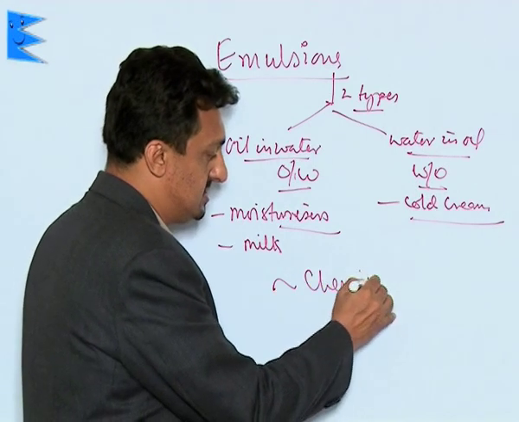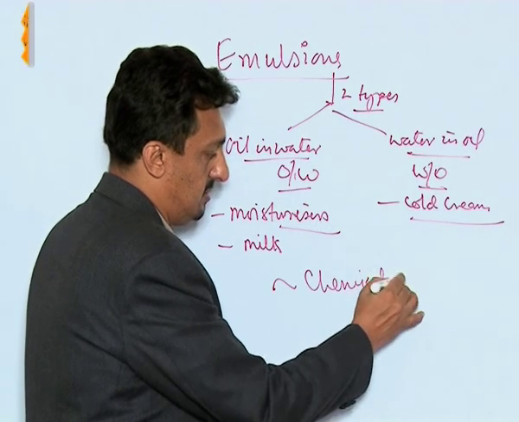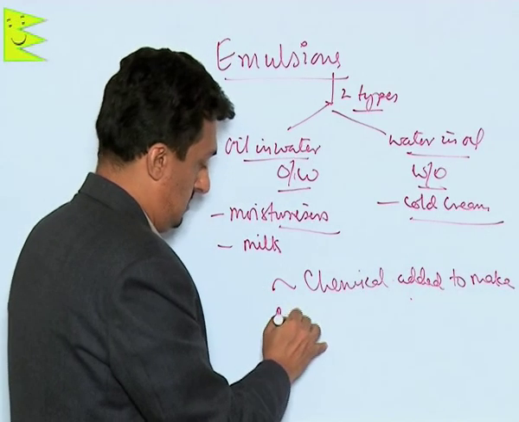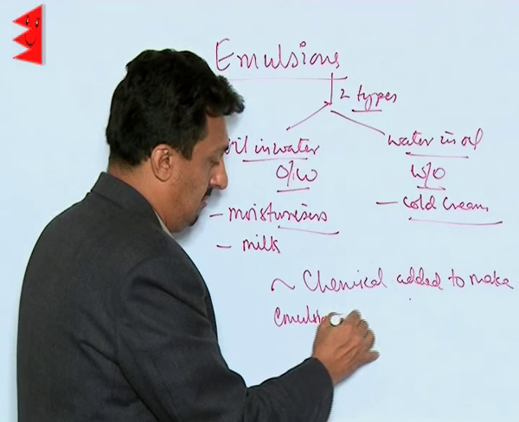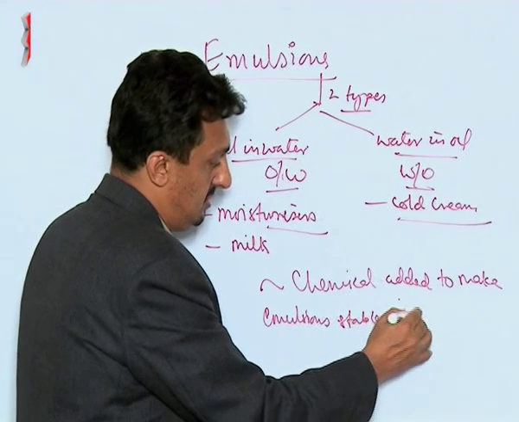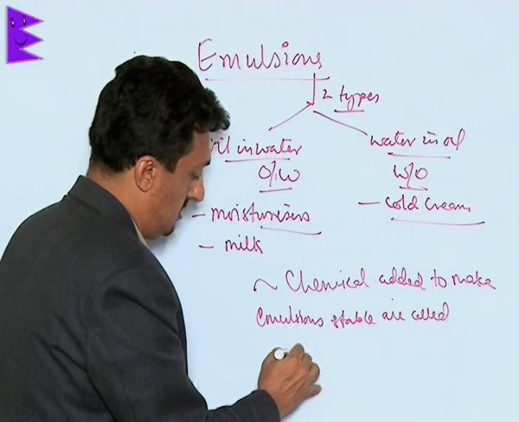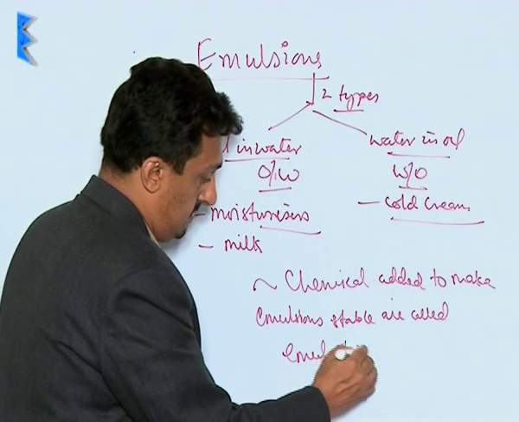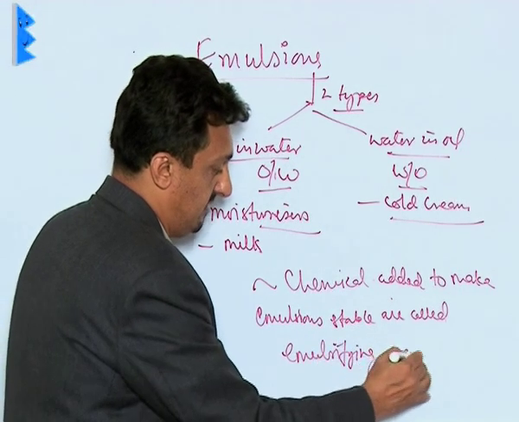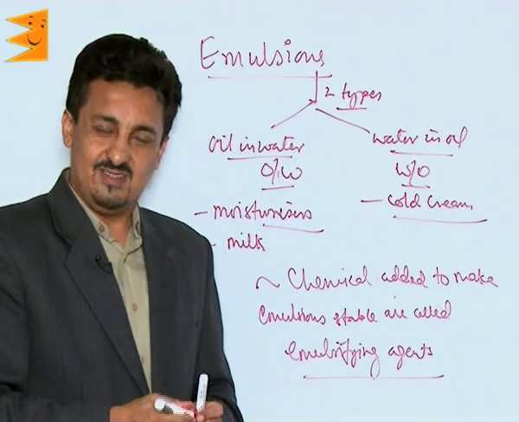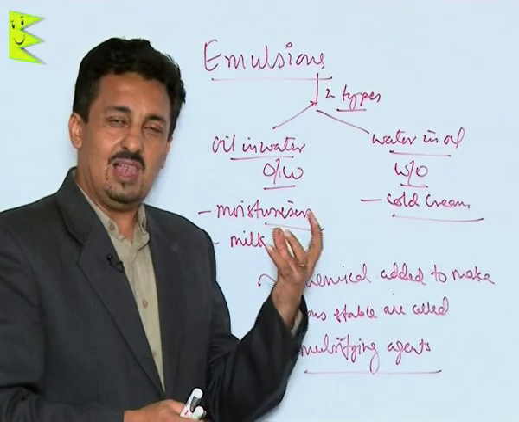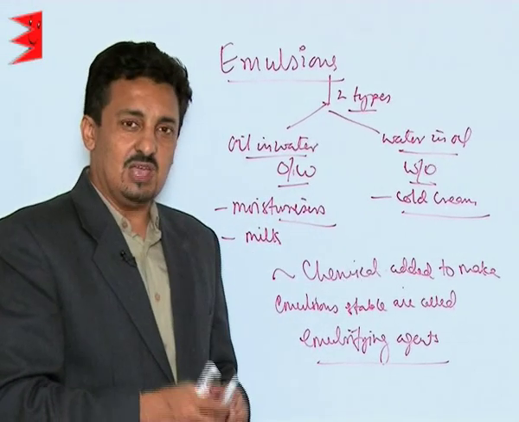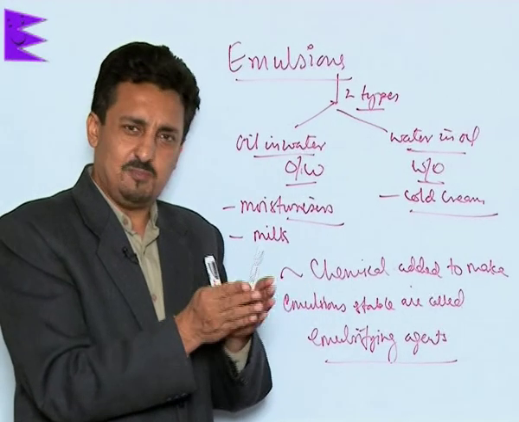So the chemicals added to make emulsions stable are called emulsifying agents. They are called emulsifying agents. Like for oil in water emulsions, if you mix oil and water, you find they will form a separate layer. You can't mix them.